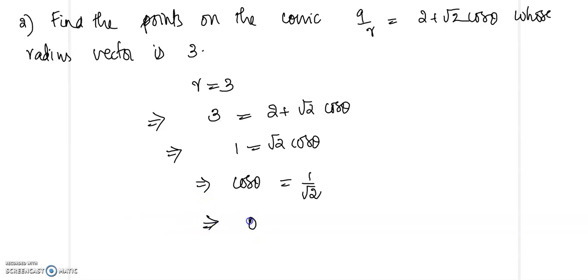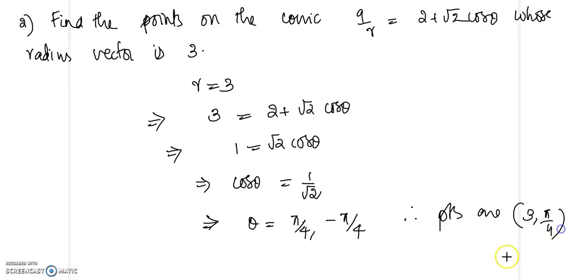So therefore, we will get theta equal to pi by 4 and minus pi by 4. So therefore, the required points are 3, pi by 4 and 3, minus pi by 4. So these are the points where the radius vector is equal to 3.